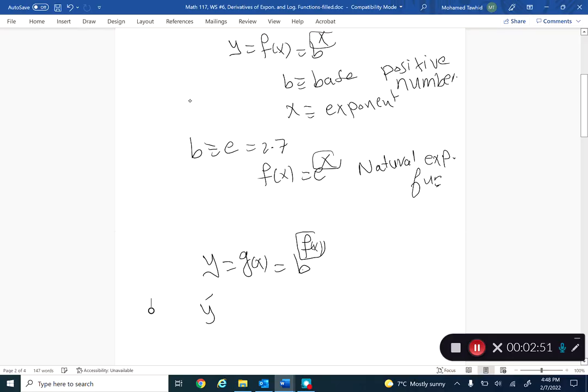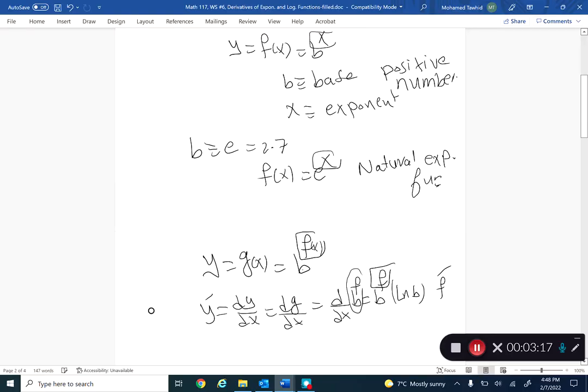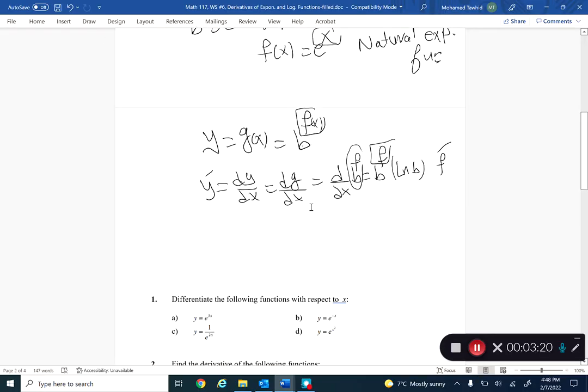It turns out the derivative y prime, which is dy by dx or dg by dx, of b to the power f is nothing but b to the power f, the same, multiplied by ln b, multiplied by the derivative of the exponent. So this f prime here is the derivative of your exponent.